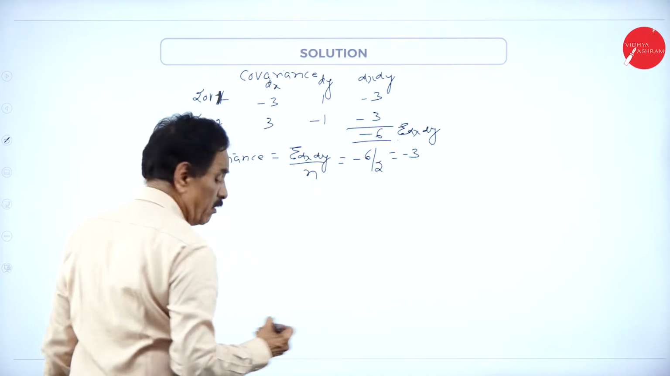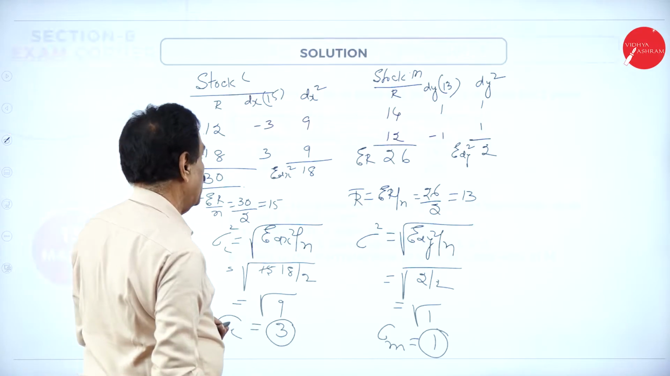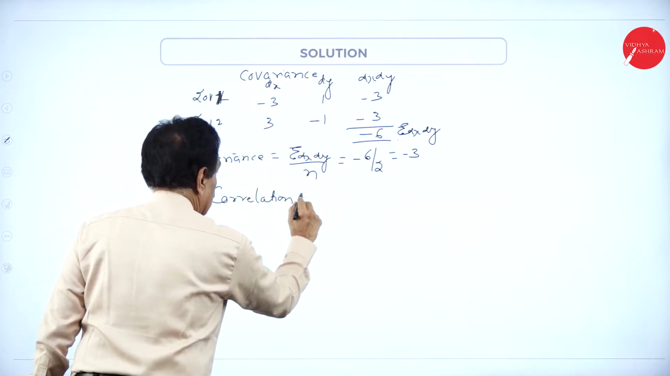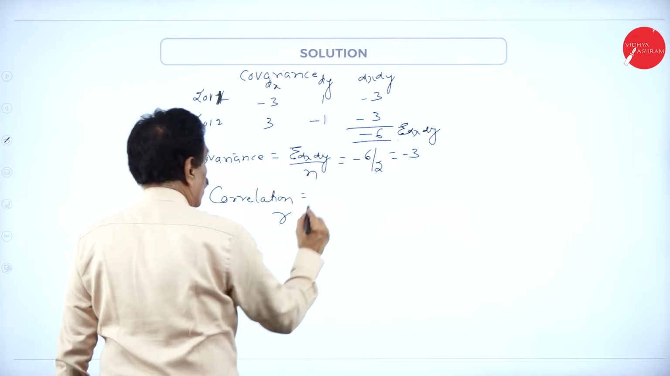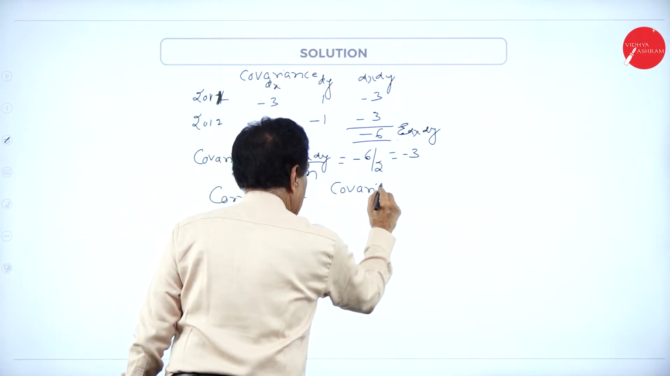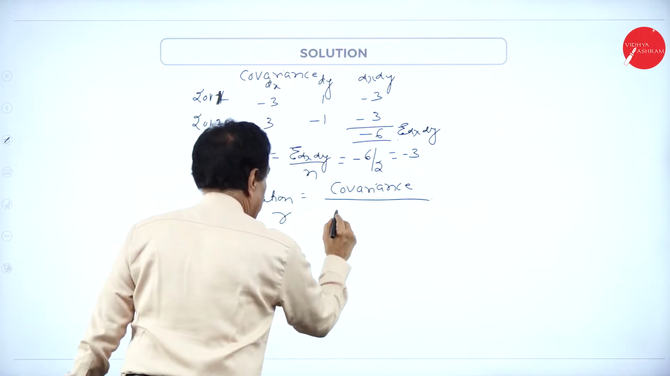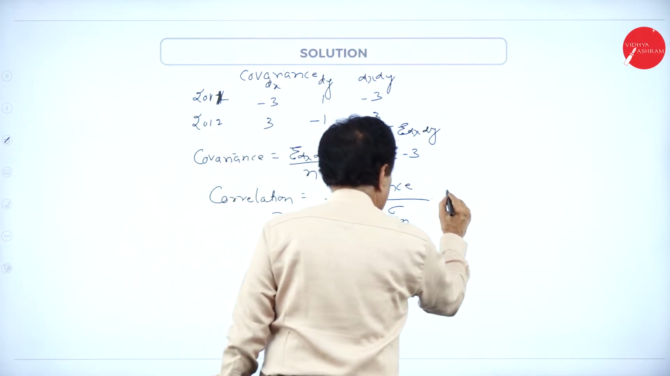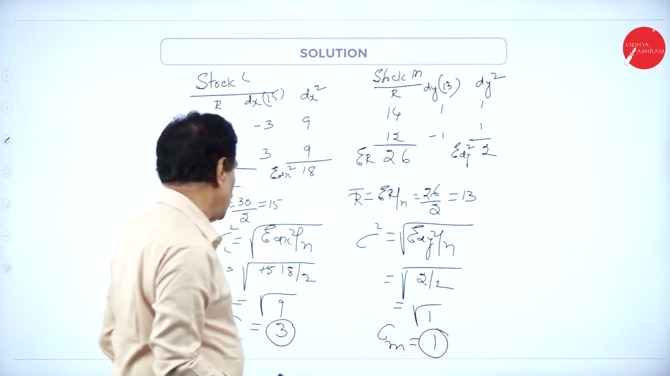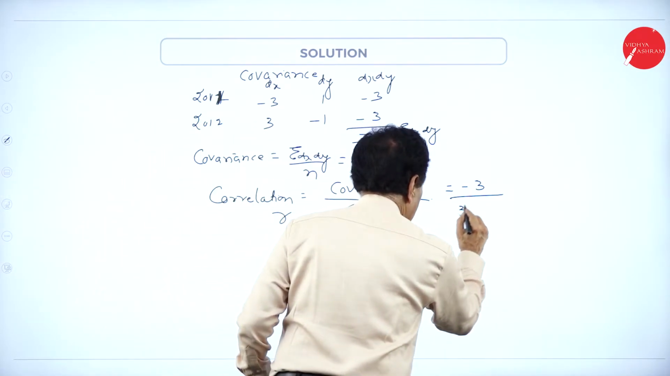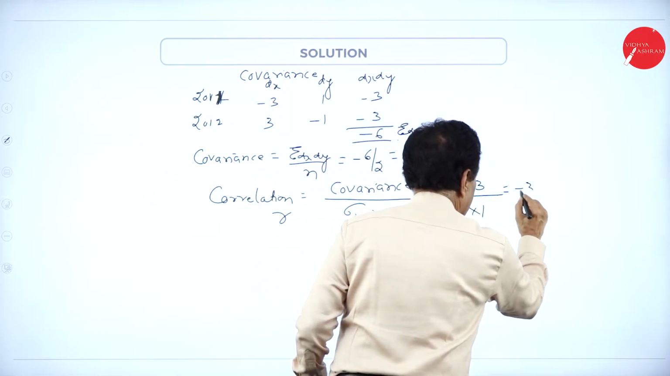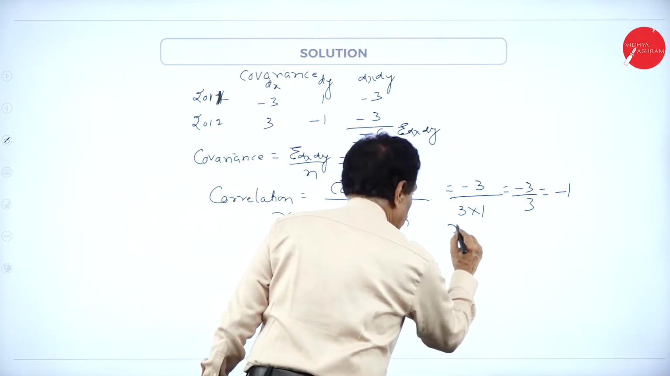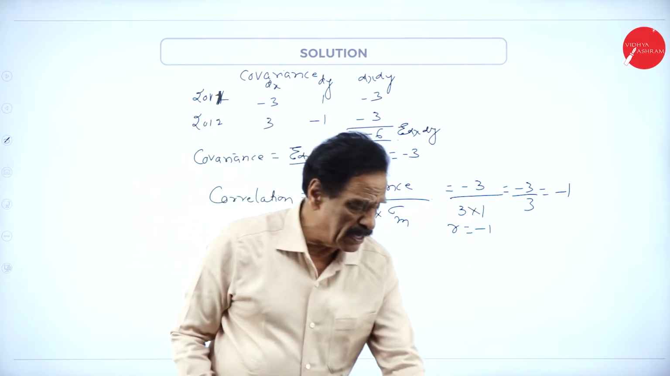Then what's the next step here? Correlation. This is called R. Correlation is covariance divided by standard deviation of L into standard deviation of M. What's your covariance? Minus 3. Standard deviations are 3 into 1. So minus 3 divided by 3 is equal to minus 1. So your R is minus 1. Negative correlation, R is minus 1.